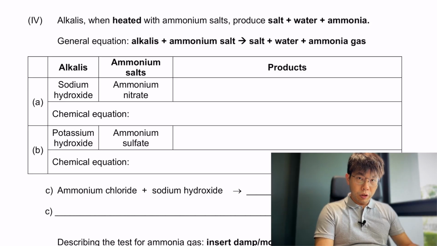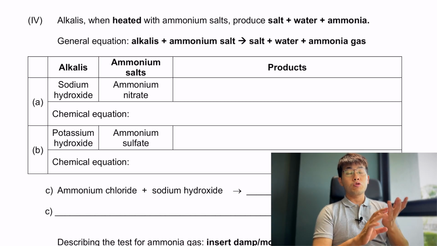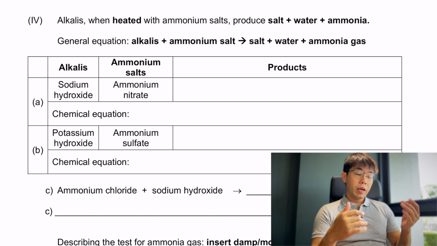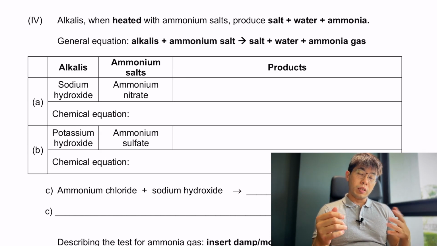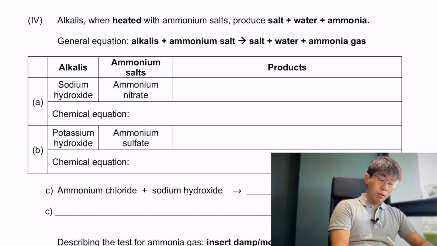Hi everyone, in this video we'll be learning about a reaction of an alkali. In the previous video we learned that alkali goes through reaction with acid. Now alkalis also go through another reaction, and this is a reaction with ammonium salt. So what is an ammonium salt?